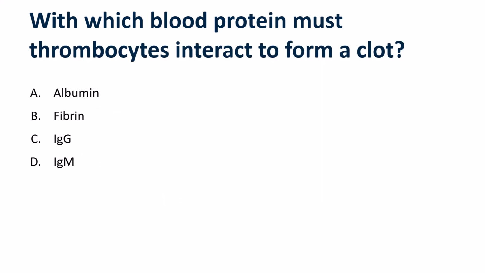So let's evaluate some of the information that we just discussed. With which blood protein must thrombocytes interact to form a clot? Albumin. Albumin is an important blood protein, but it is more important for oncotic pressure. Fibrin, yes, absolutely. That is going to be an important part of the clotting pathway that forms that mesh network into which thrombocytes are captured to form the clot. And then the other two are just antibodies, IgG and IgM. No, those aren't necessary at all. So the correct answer is fibrin.